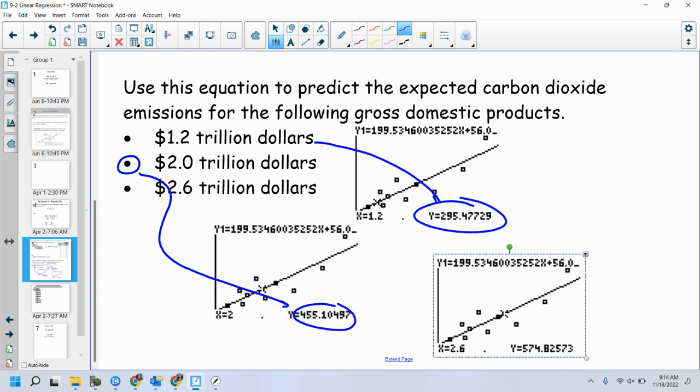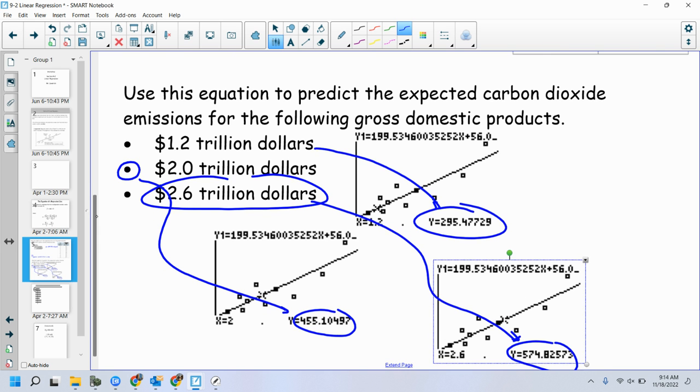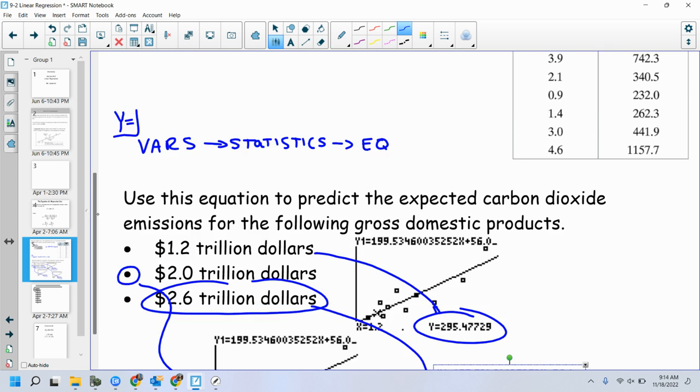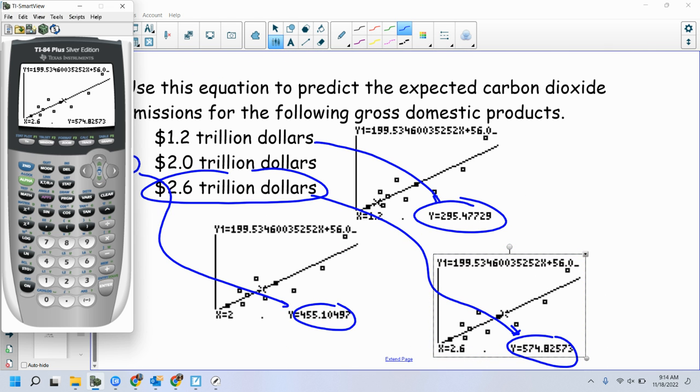And the nice thing is that now, if I wanted to, I could find a y value as well, right? I'm sorry, I could find an x value given a y value. I could say, well, what if I knew a certain country's carbon emissions? Could I estimate their GDP? Like, what if their carbon emissions was 305 millions of metric tons? Well, the y value is 305.